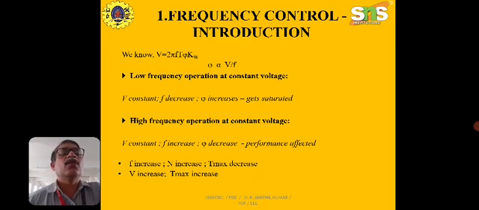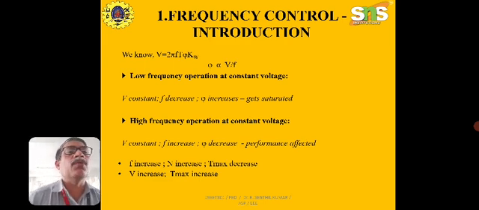For frequency control, for low frequency operation, in order to vary the speed as per 120 into F divided by P, and as per the formula V is equal to 2 pi F into T into phi into the winding factor Kw, the flux is proportional to V by F. After this derivation, we know that the flux is proportional to V by F. Therefore, for the induction motor to be run at very low speed, we have to decrease the frequency.